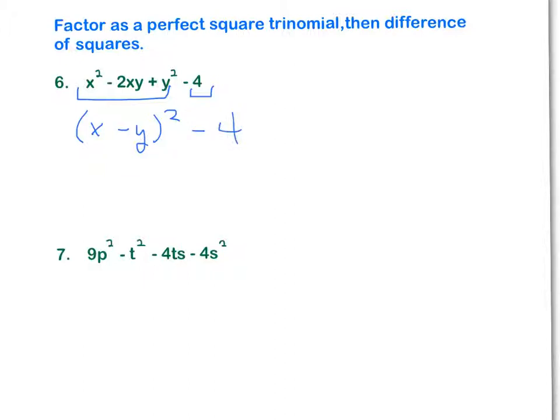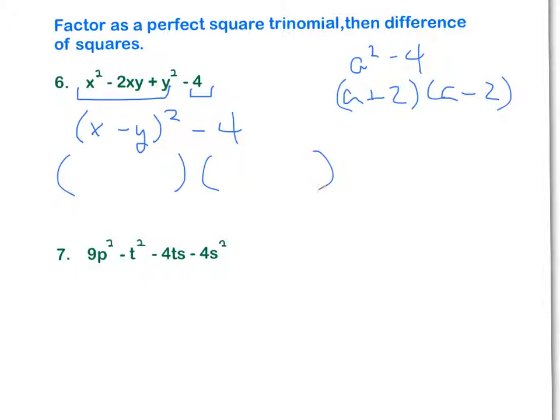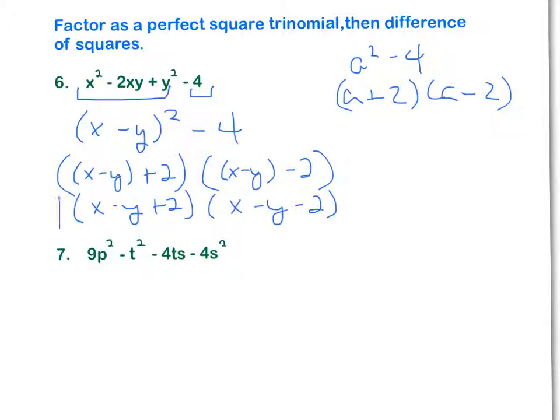And then if you look at this, this is similar to something like if I had a squared minus 4. I could factor that just like in the last example, and I would just get a plus 2, a minus 2. But instead of a, I have x minus y. So I'm going to do the same thing, but I'm going to have x minus y plus 2 and x minus y minus 2. We generally don't have the parentheses within the parentheses. We try to get rid of that. So an easier way to look at that would be written like that.